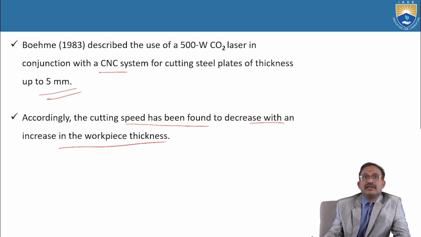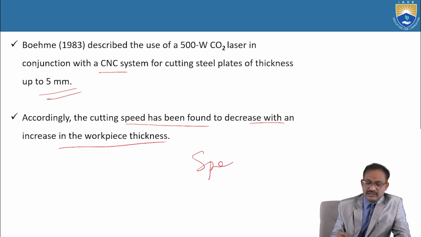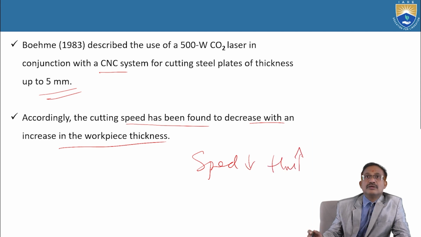So here the cutting speed has been found to decrease with an increase in the workpiece thickness. So speed will be decreasing with the increase of the workpiece thickness. So these two are inversely proportional.